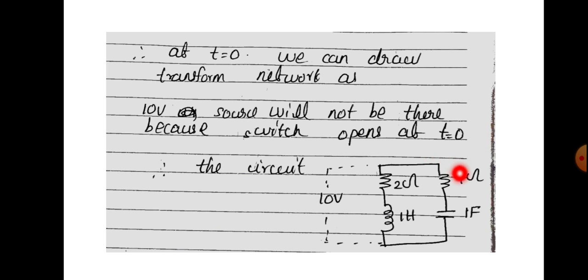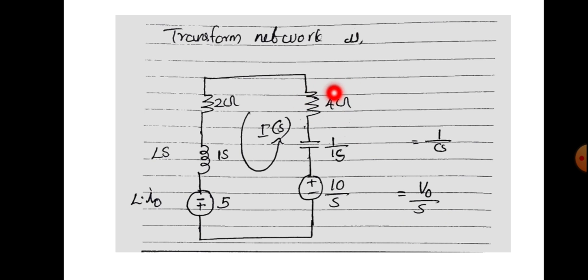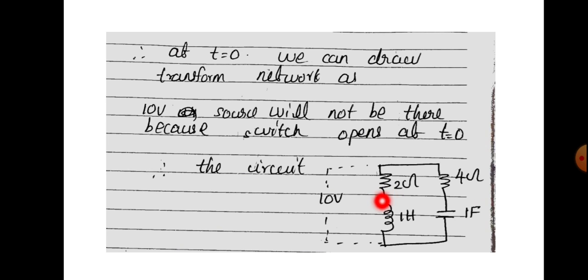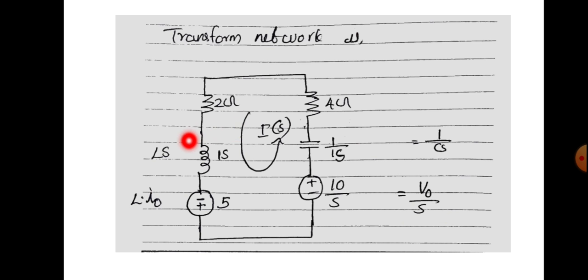Next, there is another resistance, 4 ohm. The transformed impedance value for this 4 ohm is 4 itself. Next, you have the inductance value 1 Henry. Instead of L, you can draw an inductor in series with a voltage source, and the inductance value will be Ls and the voltage source value will be L into I0. So, instead of that inductor, you can draw the transformed circuit as an inductor in series with a voltage source.